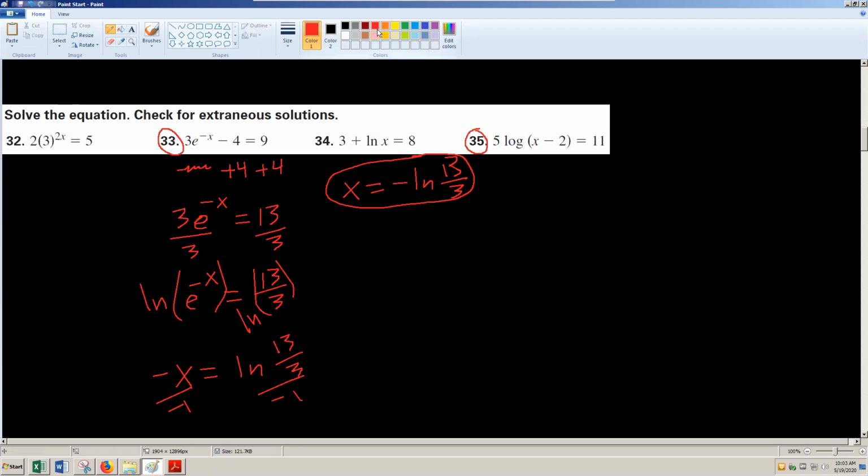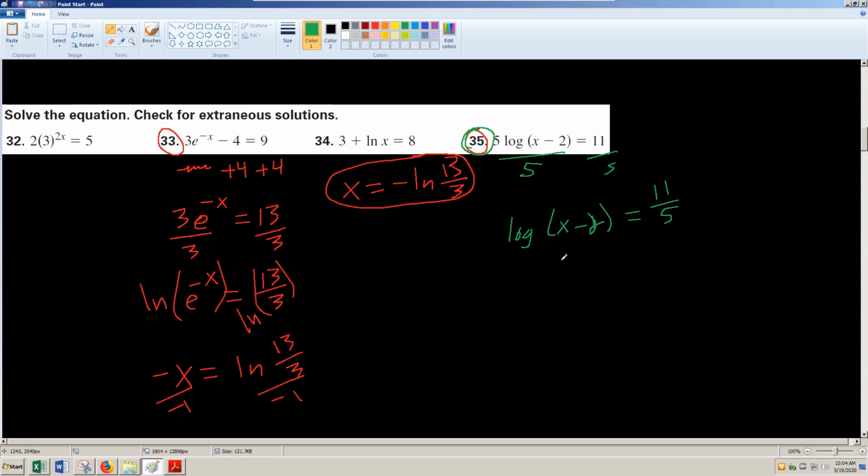Cool. Look at the last one here. So for 35, here I have 5 log of this thing, and I don't see a base. So keep in mind that my base here is going to be 10, common log, equals 11. The first thing I want to do is divide by 5 on both sides to get this thing by itself. So now I got log of x minus 2 equals 11/5.